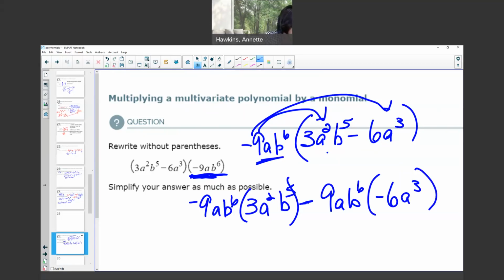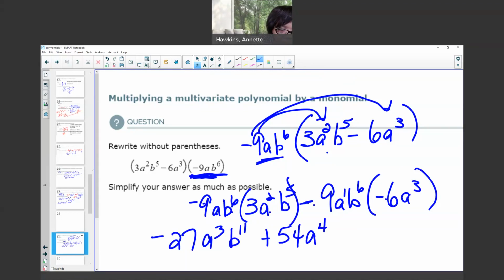So a negative 9 times a positive 3 is negative 27. a to the 1st times a squared is a cubed. b to the 6th, b to the 5th. Keep the base, add the exponents. A negative times a negative is a positive. a to the 1st times a cubed is a to the 4th. b to the 6th, don't have another one.